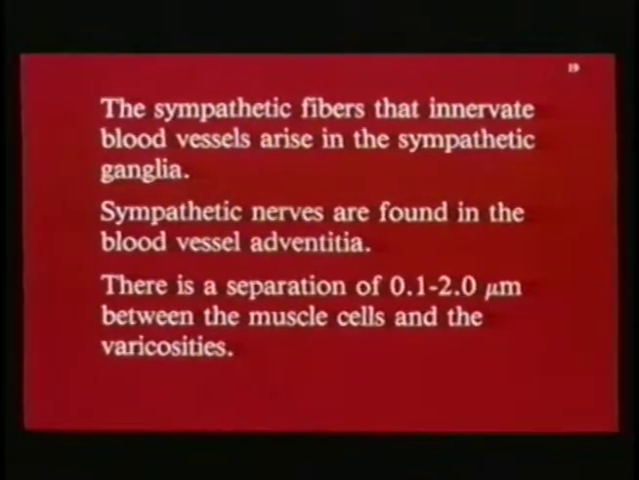19. The sympathetic fibers that innervate blood vessels arise in the sympathetic ganglia. Sympathetic nerves are found in the blood vessel adventitia. There is a separation of from 0.1 to 2.0 microns between the muscle cells and the varicosities, which contain the transmitter substance norepinephrine.